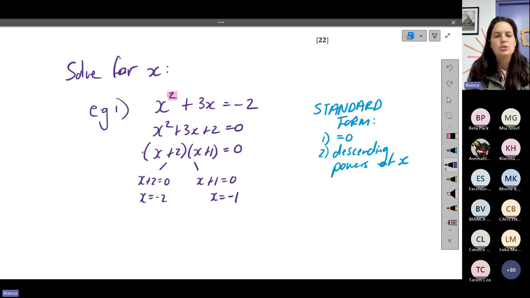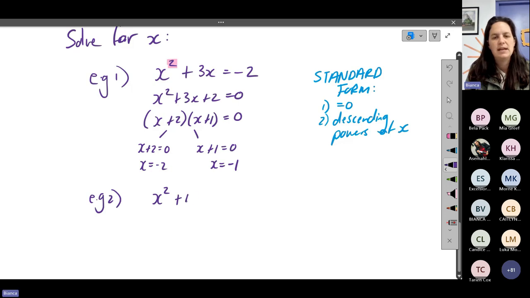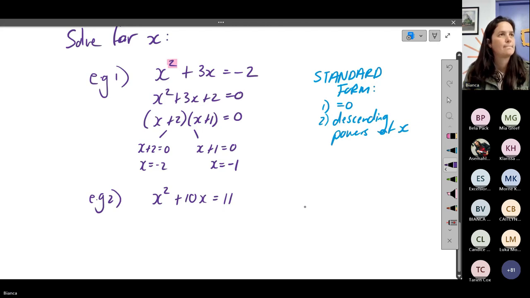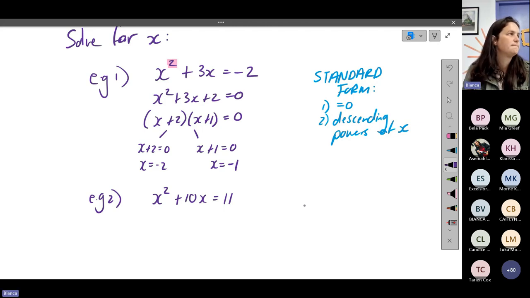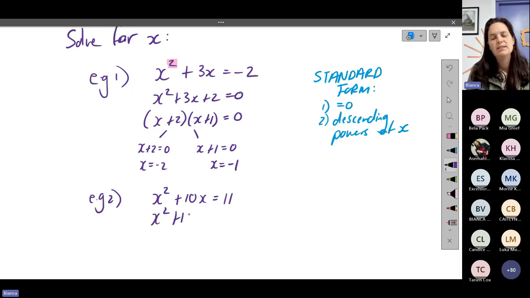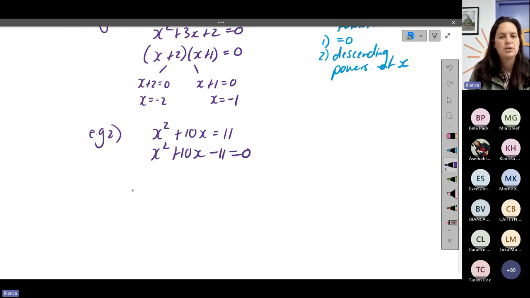Okay, let's do one where we have to do the quadratic formula. Let's just talk about this quickly. I hope this works. If I say X squared plus 10X equals 11. How do we know this is a quadratic equation? It's got a square. What's step one? Standard form. Standard form means what? Equals 0 and descending. So we would say X squared plus 10X minus 11. Now you can factorize. It's actually probably easier to factorize, but some learners do struggle with factorizing. We can use the quadratic formula.